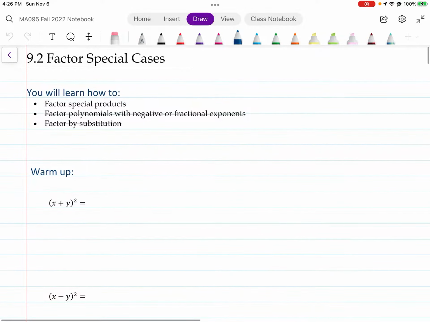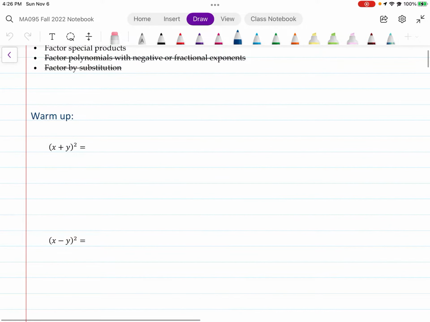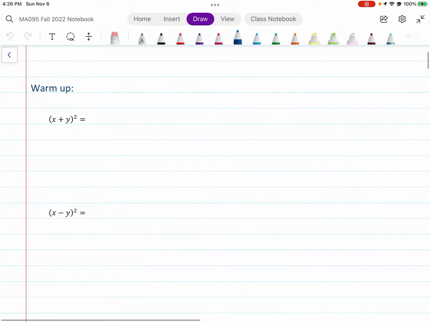All right, so let's start with a little warm-up. Just pause your video and work these two out. Okay, so hopefully you gave this a try because this is a really important mistake that people make all the time. Very, very common, really important to understand why the mistake is not true.